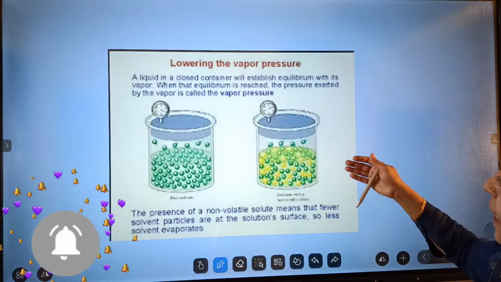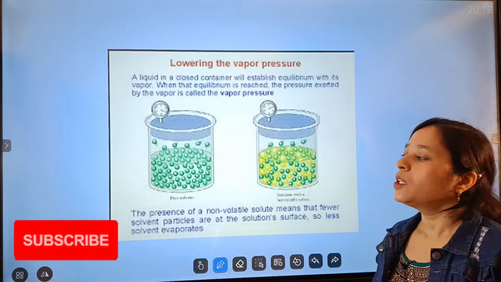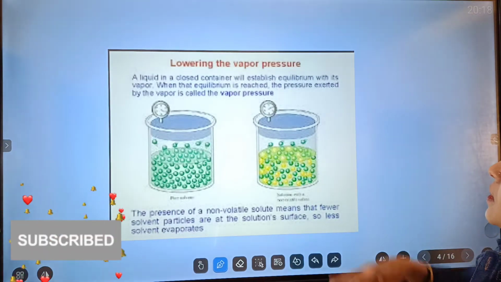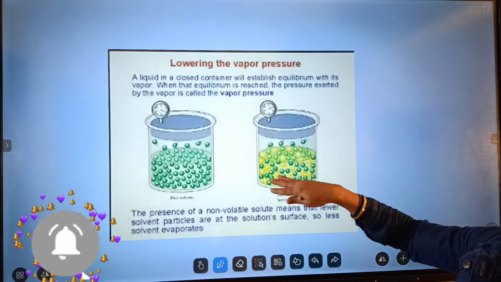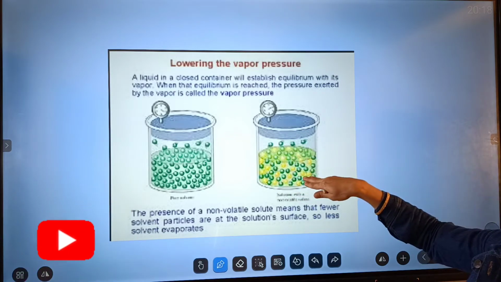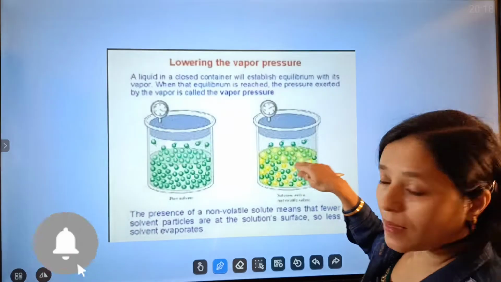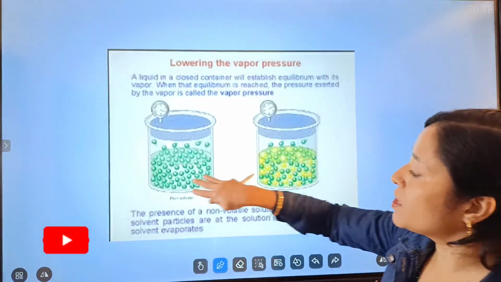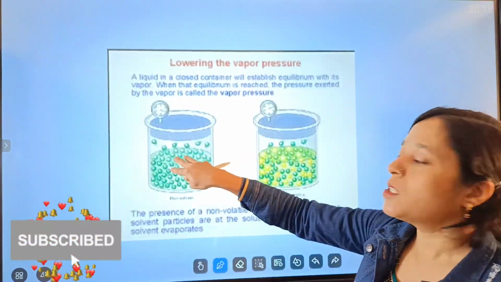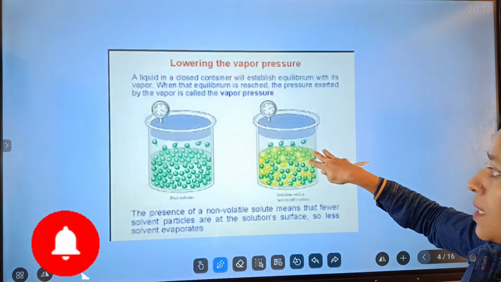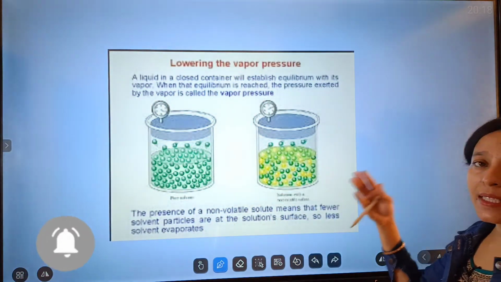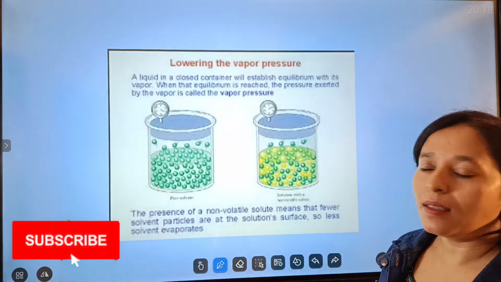Now suppose I add some non-volatile solute to this beaker, then the surface will be occupied by the non-volatile solute as well as by the solvent particles, but before adding non-volatile solute, the surface was mostly covered by the solvent particles. So you see that there is a relative lowering of vapor pressure.